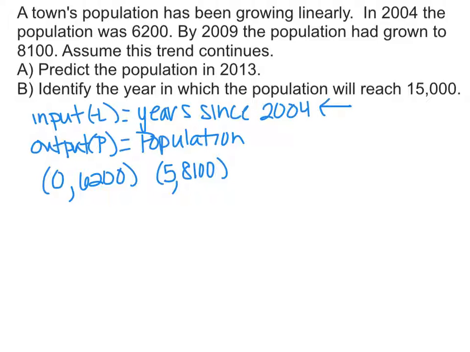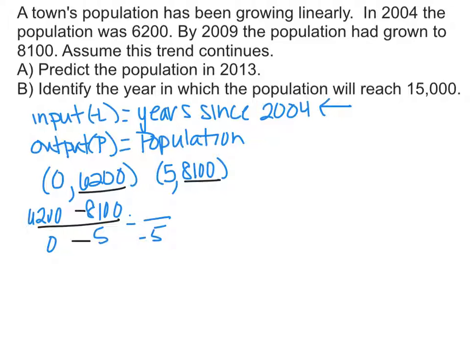So now I'm going to find the slope. I'm going to put the y's on the top. So I have 6,200, 8,100, 0, and 5. So I have -5 on the bottom and -1,900 on the top. When I simplify that, that means every year I'm going to grow 380 people per year. So now we need an equation.